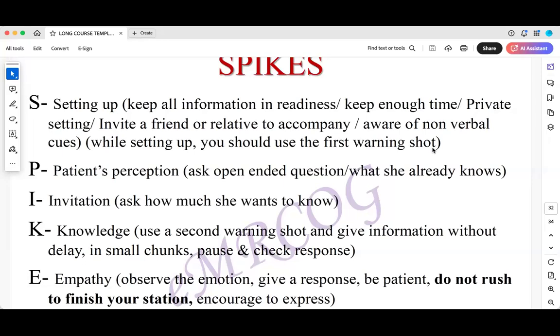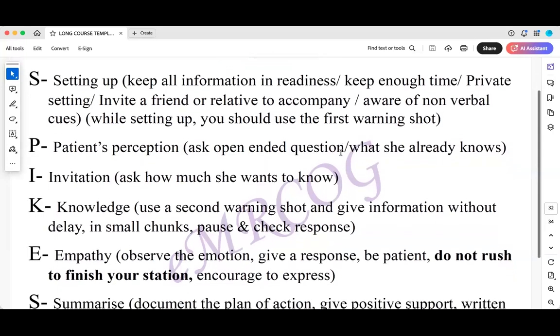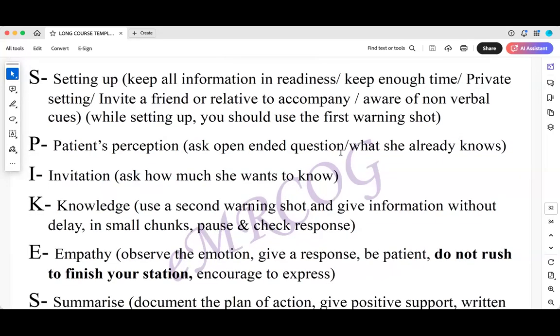And breaking bad news in real life should be in a private setting, okay? You can also invite a friend or a relative to accompany the patient. Be aware of the nonverbal cues while you're setting up the situation. So this is what's called the first warning shot, so the patient will feel like there is something serious going on, okay?